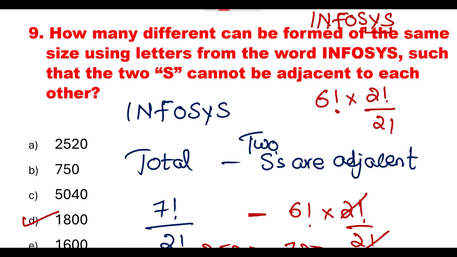But what is the discussion we are trying to understand? They said S cannot be adjacent. Two S are available in the word Infosys, and they cannot come together. But what I am doing is making them together.